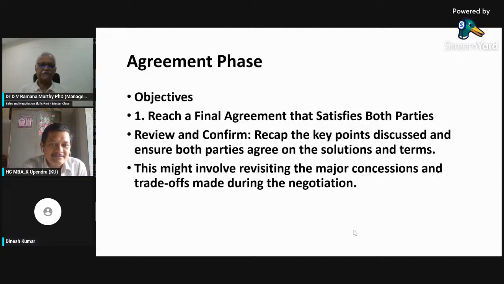Tomorrow, I mean next week, I'll have one more session, and then final closure. So we close with the agreement phase. This is the final stage where negotiations should take place.